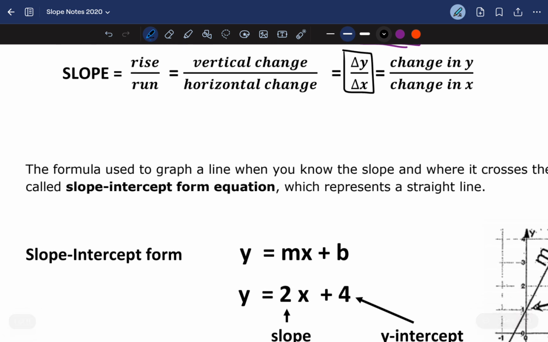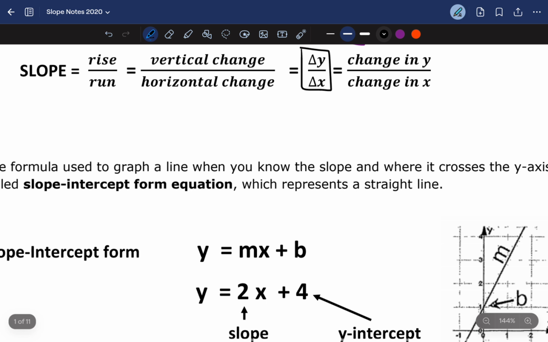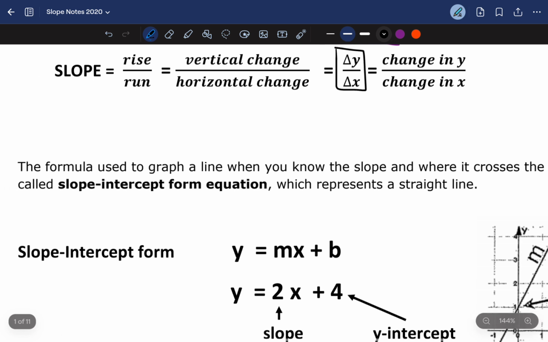The formula used to graph a line when you know the slope and where it crosses the y-axis is called slope-intercept form, an equation which represents a straight line. And this equation is on your star chart. It's in the very first section where it says equations, and it's the first one that says slope-intercept form. And it is y equals mx plus b. Let me change over to my highlighters here, where m represents your slope or rate of change, and b represents your y-intercept.